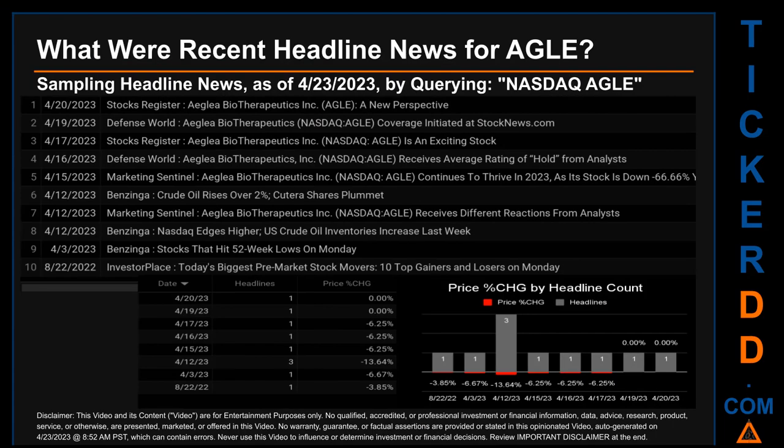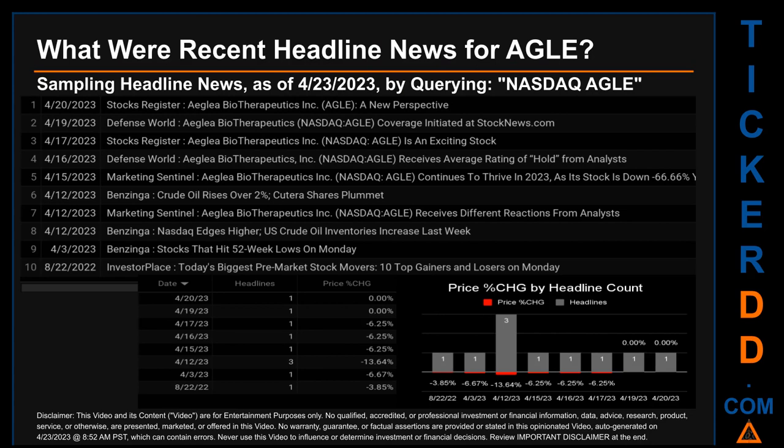What were recent headline news for AGLE? Today, Sunday, April 23, 2023, I sampled one of our news aggregators for latest headlines for this ticker. I did so by searching specifically by a keyword that may appear, broadly, in the title or the body, of discoverable news articles. The keyword that I used was a combination of the exchange and the ticker symbol, NASDAQ: AGLE. The results show 10 unique headlines, published across 8 unique dates. Publication dates spanned 241 days.